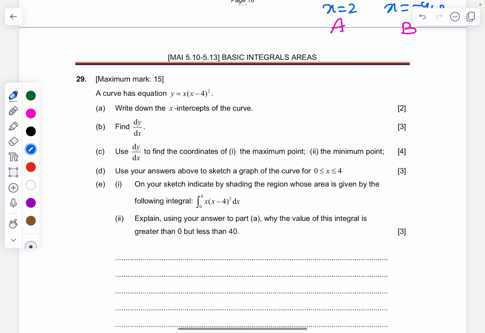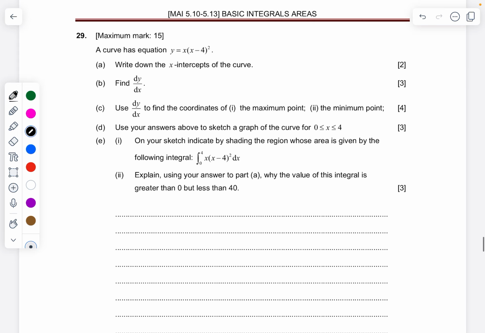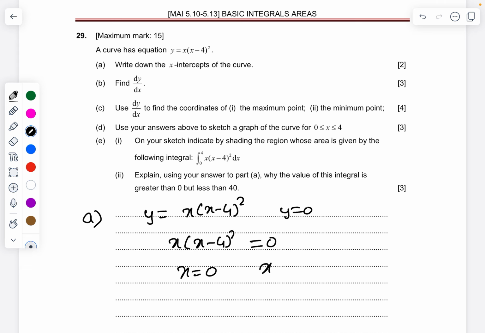Question number 29. The curve has an equation y equals x times (x minus 4) whole squared. Write down the x-intercepts of the curve. X-intercepts of the curve means nothing but what? y equals 0. So x times (x minus 4) whole squared equals 0. So x equals 0, x equals 4.